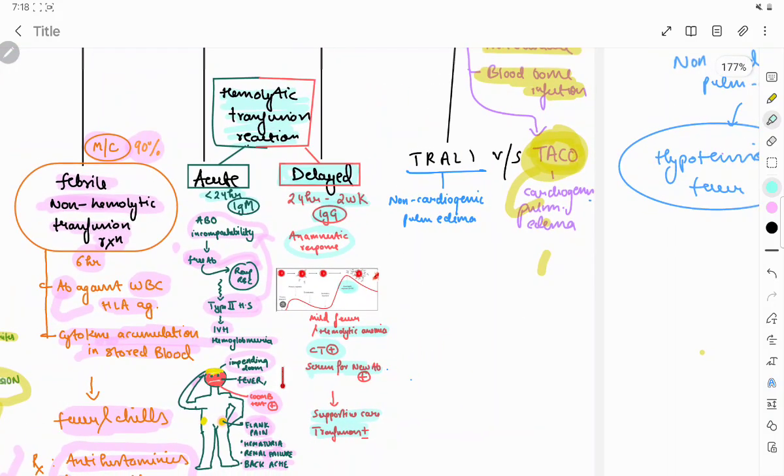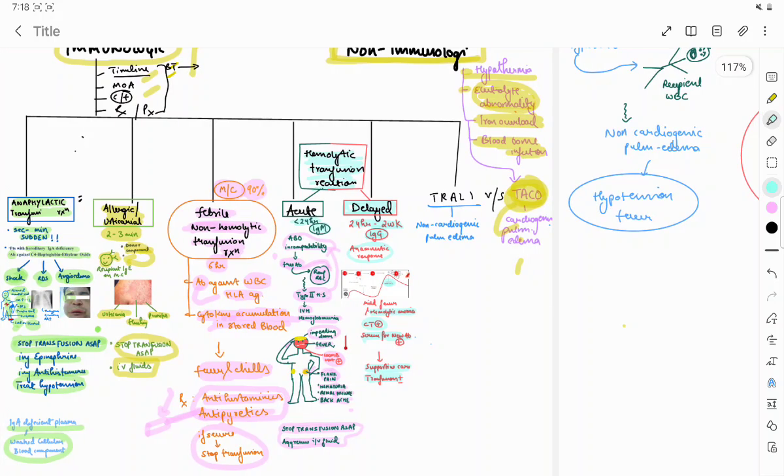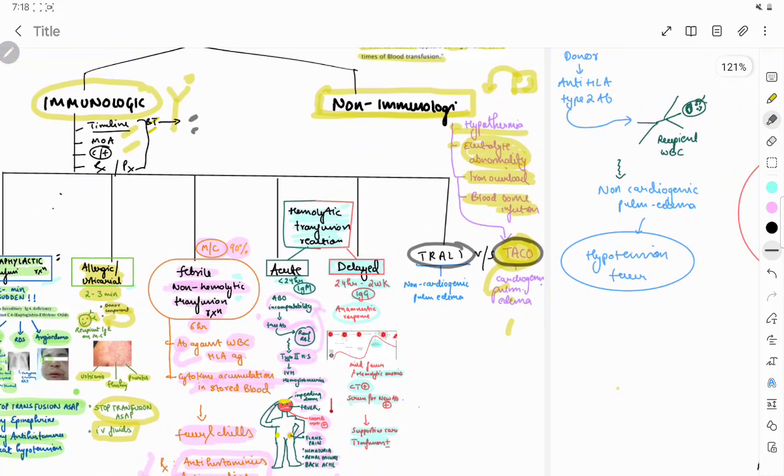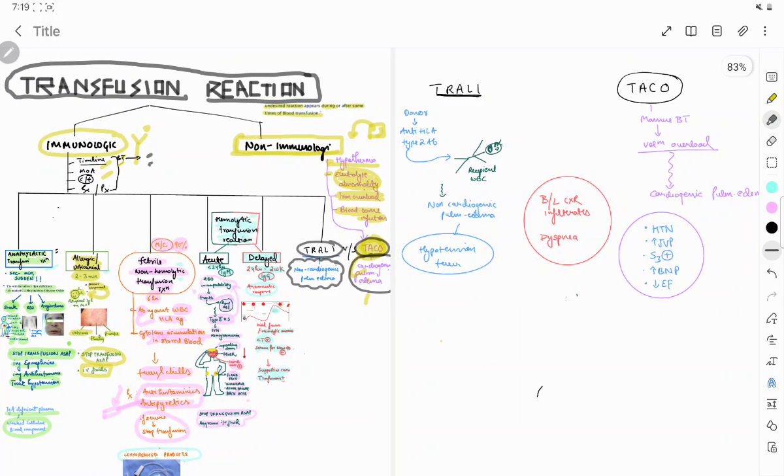So these were the 4 reactions that we studied: anaphylactic, allergic, febrile non-hemolytic, and febrile hemolytic transfusion reaction. Another 2 reactions that are mighty important are TRALI and TACO. Now TRALI we study under the immunologic reactions because it is a condition that is immunologic, because of an antigen-antibody interaction, and presents with non-cardiogenic pulmonary edema, whereas TACO is a non-immunologic reaction presenting with cardiogenic pulmonary edema.